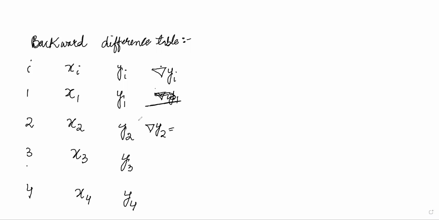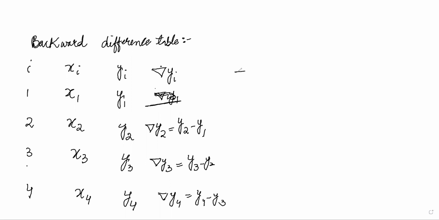So we start from here. Delta y2 is y2 minus y1. Then delta y3 is equal to y3 minus y2. And inverted delta y4 is equal to y4 minus y3. This is the first difference.